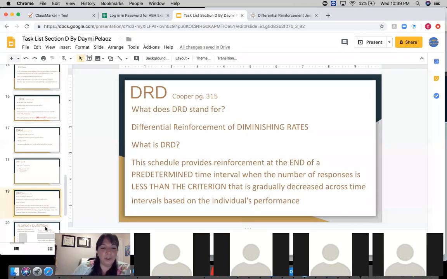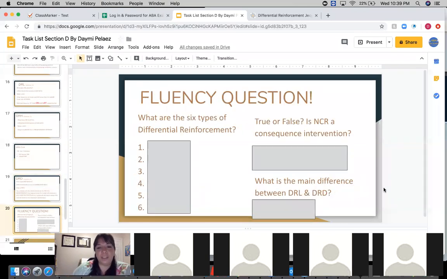All right, so I have a few questions for you. These are fluency questions. What are the 6 types of differential reinforcement? DRO. Well, a way to remember them, if you go HILOAD, you can kind of go in order that way, if that helps. That's a great tip. Thank you. All right, so you said HILOAD, so go for it. All right, so it is DRH, DRI, DRL, DRO, DRA, and DRD. Good job.